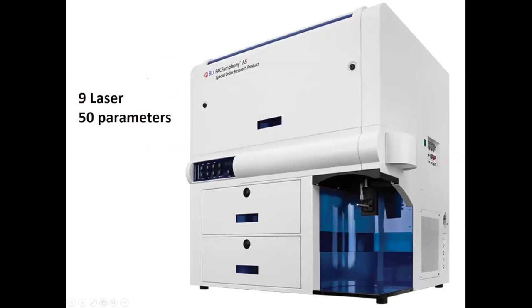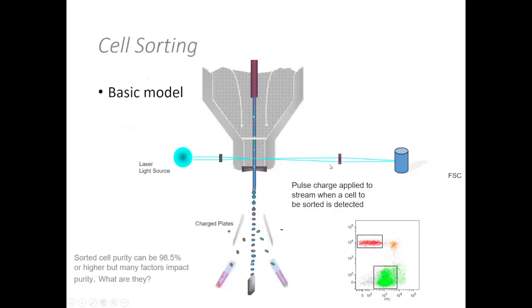Now this is a 9 laser 50 parameter instrument. So it has 9 lasers. Remember, all I spoke about is blue, red, violet, yellow-green, and ultraviolet. There are 3 more laser lines and 48 detectors to capture signals from 48 fluorochromes, plus forward scatter and side scatter. That makes a 9 laser 50 parameter instrument. This is the Symphony from BD.